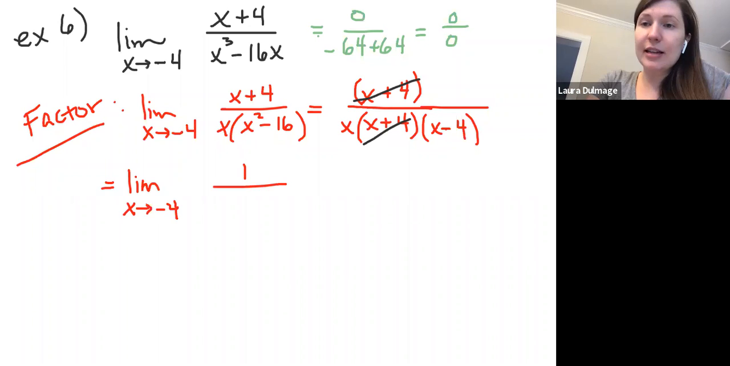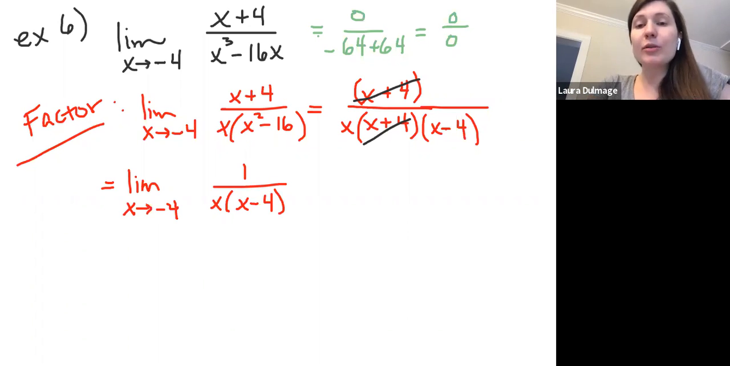Our denominator contains an x and an x minus 4. I'm rewriting this one, as opposed to not rewriting the last example, because this one's a little more complex. We wiped out one part of the fraction. That doesn't mean that part of the fraction is gone. It means that it's 1.